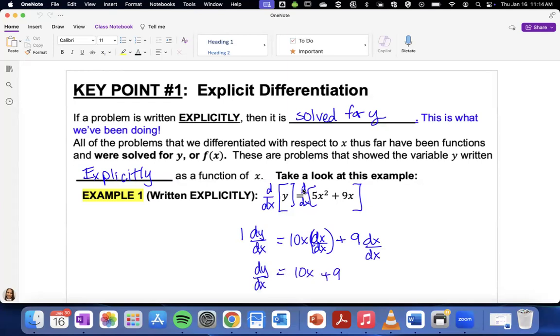So I never wrote any of this junk here because it was silly to, right? We didn't have to. But now there's going to be a need to write it, right? So this is taking the derivative of x with respect to x. It cancels to 1, okay? This is taking the derivative of y with respect to x. So that's one way we can do it, okay? Example 2 is going to show you implicit. Are we good to move on? Okay.